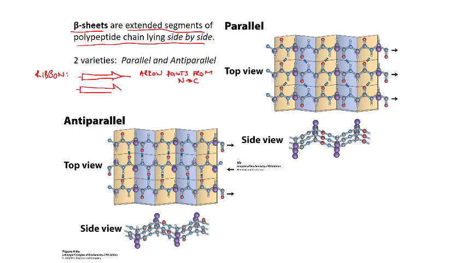So we have segments of polypeptide chain that lie side by side like so. And then obviously, since it's all one molecule, this has to somehow coil back around to come over the other side, which is fine. And then our hydrogen bonds are in between the strands like this. So our hydrogen bonds are perpendicular to the backbone.